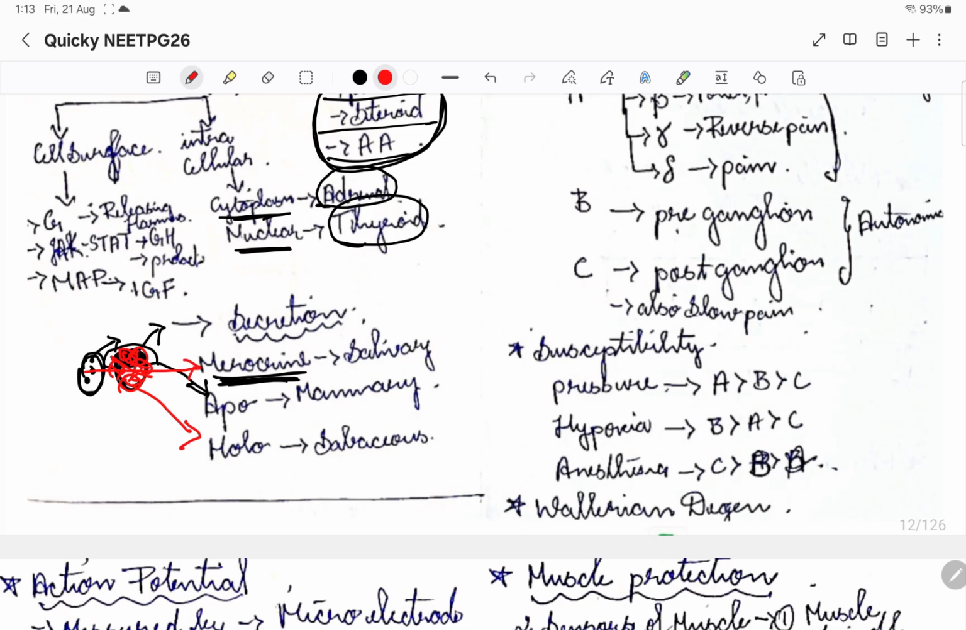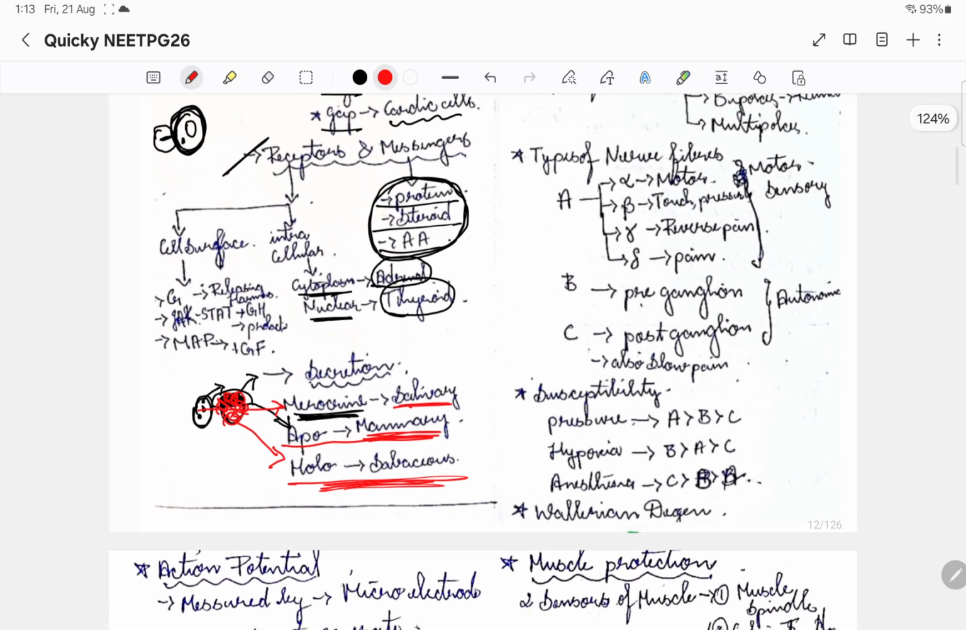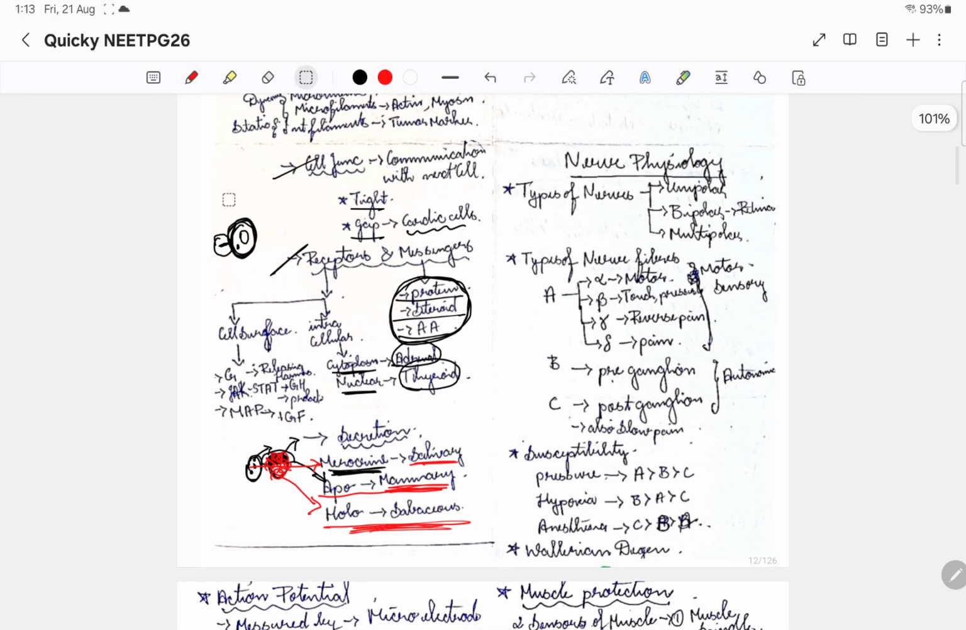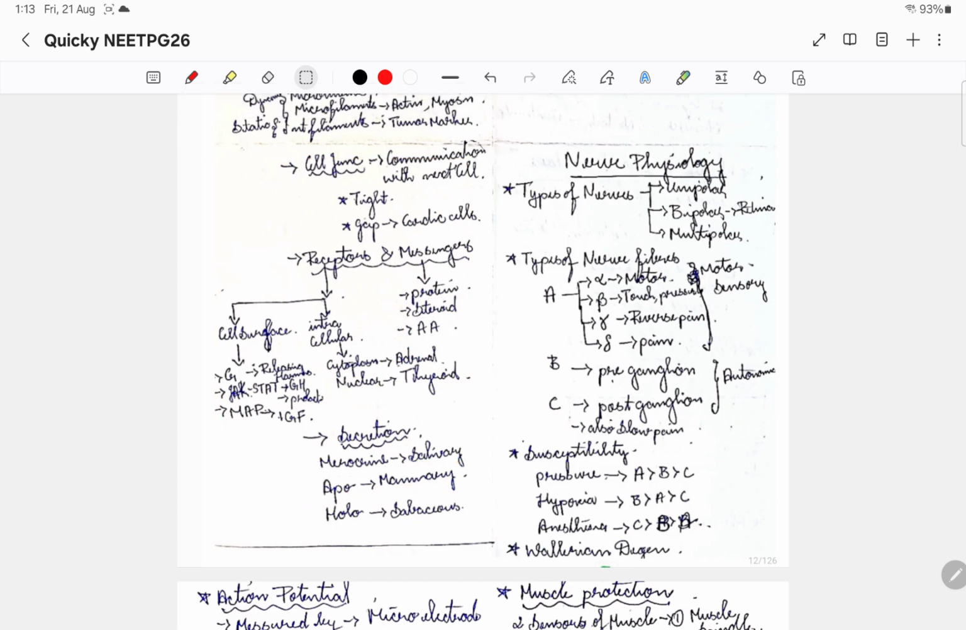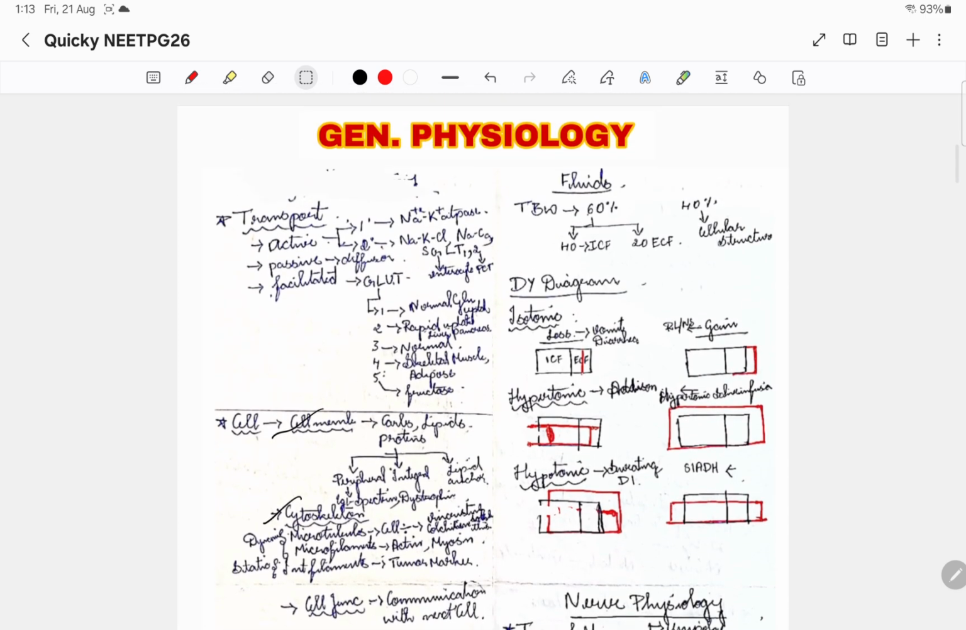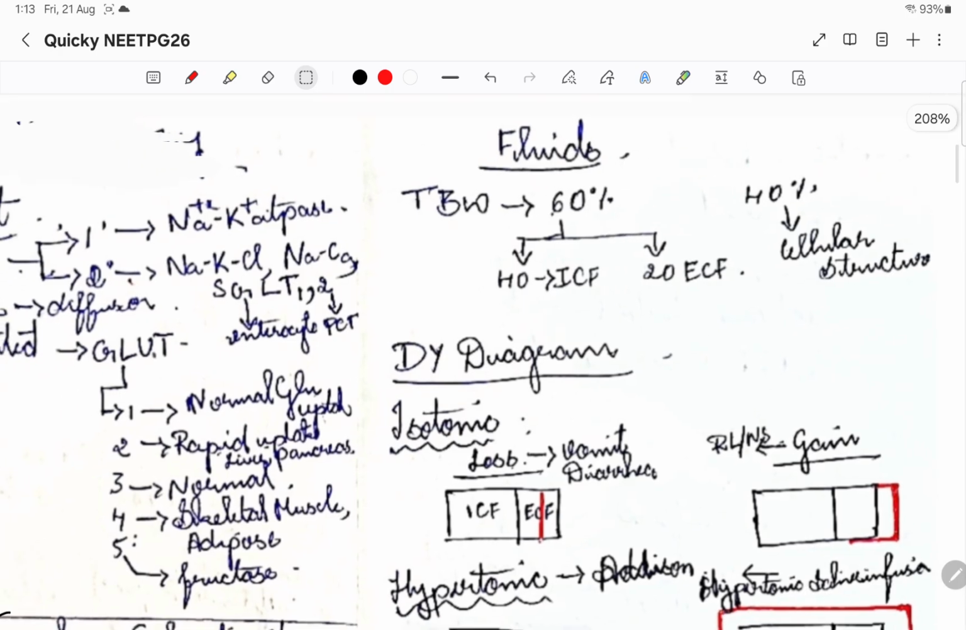Okay, what are the examples? Merocrine is going to be the salivary gland. Apocrine, the apical part, will be the mammary gland, whereas whole cell is the sebaceous gland. Okay, that's it. This is everything you have to remember with respect to the cells. Then we'll move on further to the fluids.